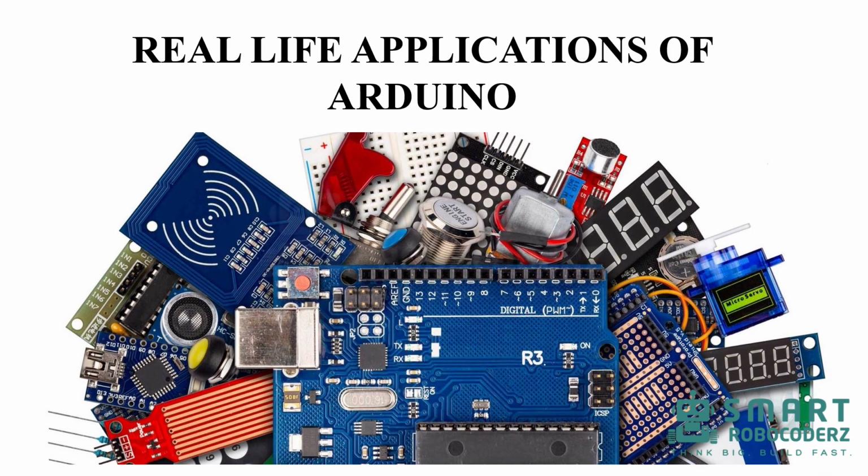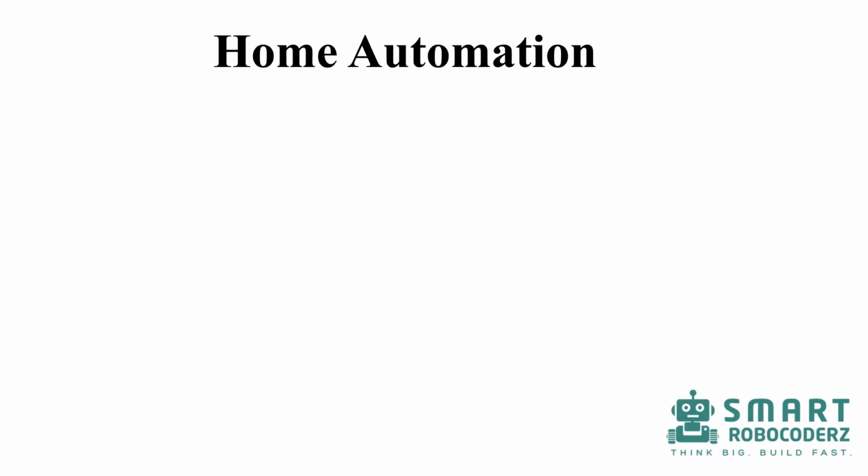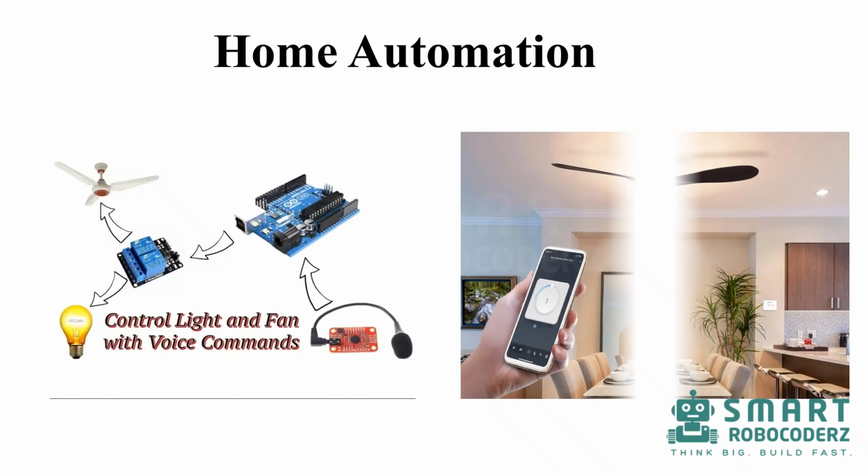Let's see real life applications of Arduino. Smart home. In this system, Arduino is used to control electrical appliances automatically without manual switches. Arduino is connected to a light sensor for detecting brightness and a temperature sensor for detecting temperature. Based on the input values, Arduino decides whether to switch the lights and fan on or off.